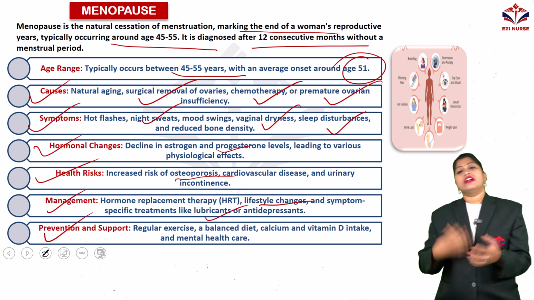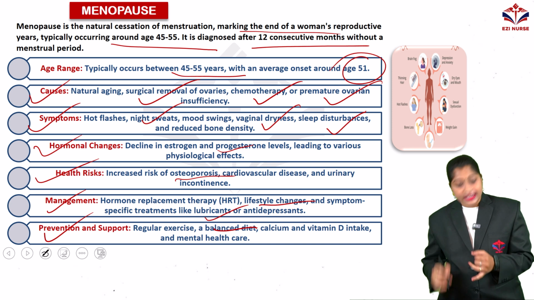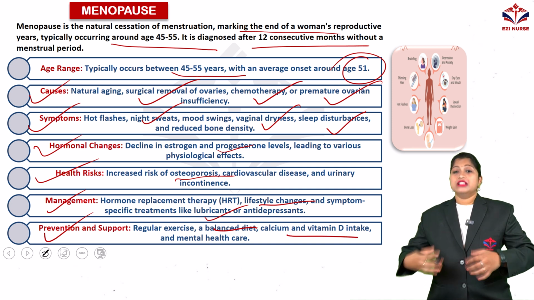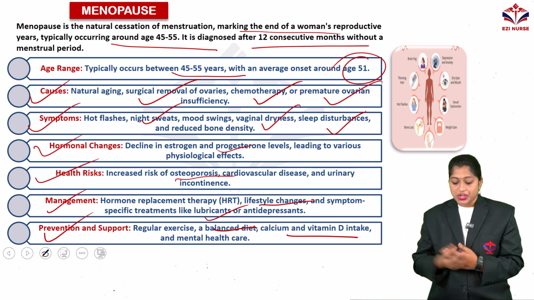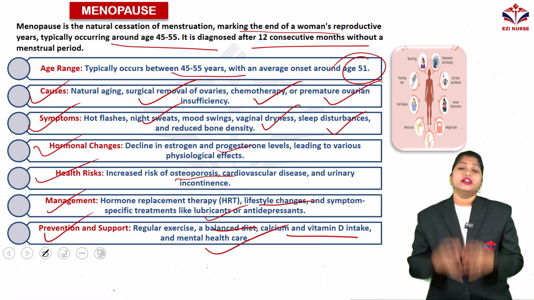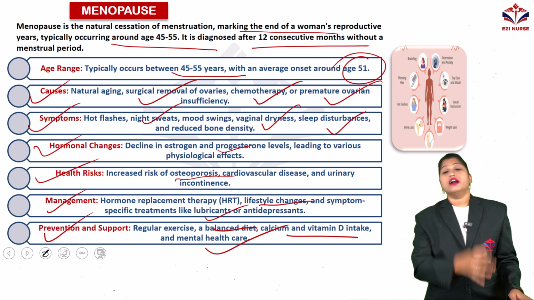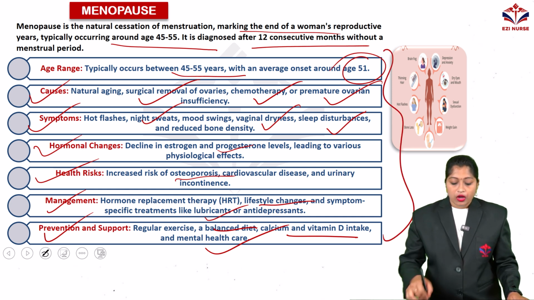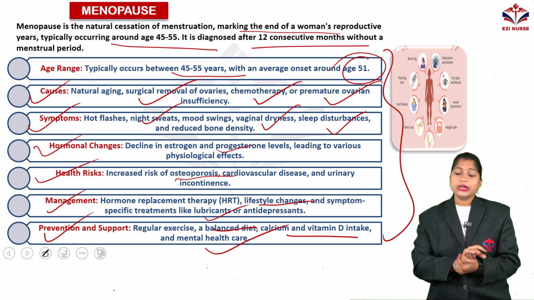Finally, how do we prevent and support this condition? Regular exercise is necessary, balanced diet, calcium and vitamin D intake. If their calcium and vitamin levels are very low, you can give them supplements of calcium and vitamin D. And mental health care is very much important in order to make sure your bodily health is good and hormones are balanced inside the body. So this is how you're treating the menopause and prevention as well as supporting the menopause.